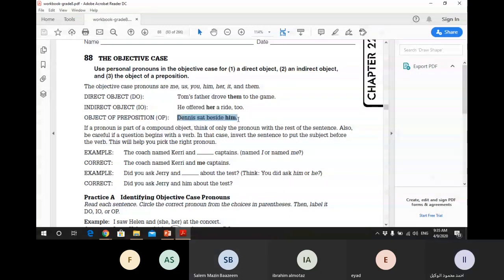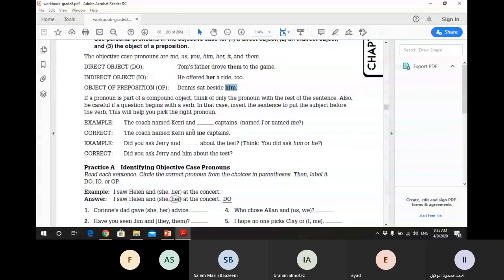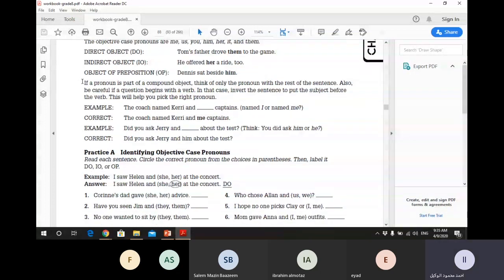Last, object of a preposition makes sense. Like Dennis sat beside him. So we have the preposition beside, and after it we brought the object pronoun him.